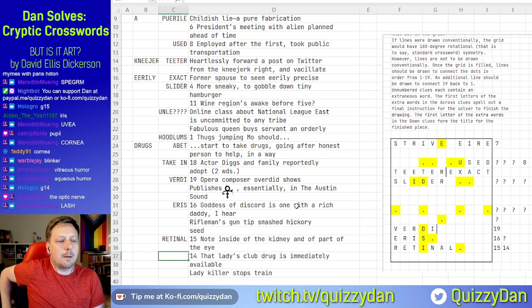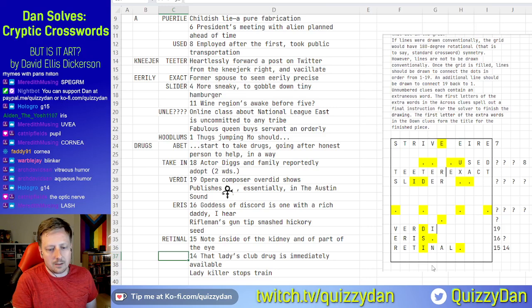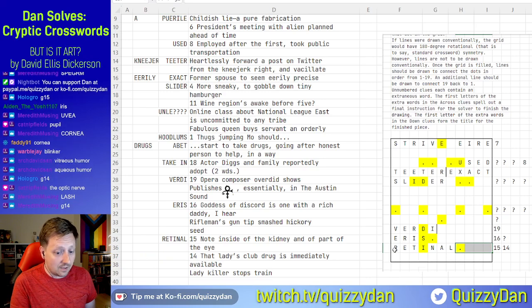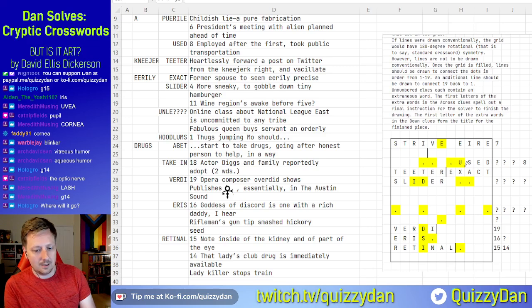That lady's club drug is immediately available, and we know it's going to go here. So in fact, we do know that it must be, because this has to touch a dot, and the only way it can do that is 4 letters and 7. So we do actually know that now. Good. Let's put that line in and its counterpart.